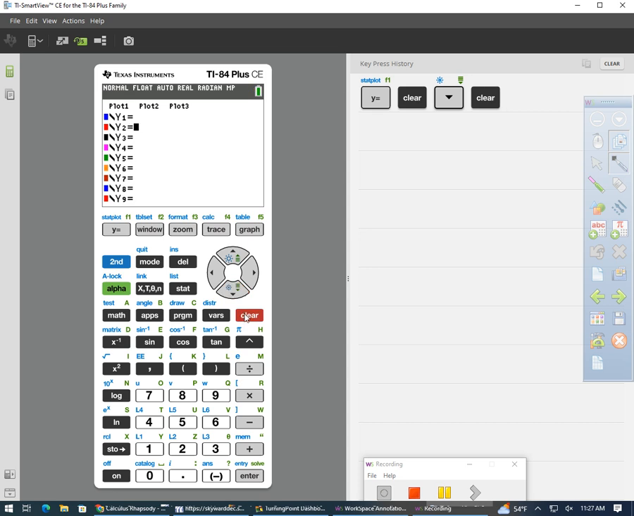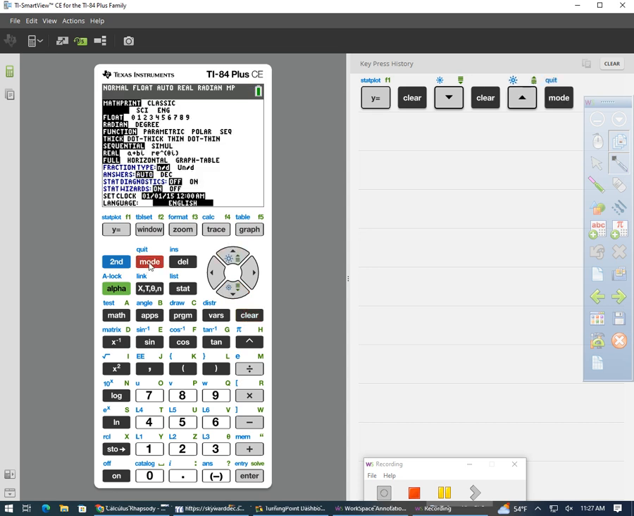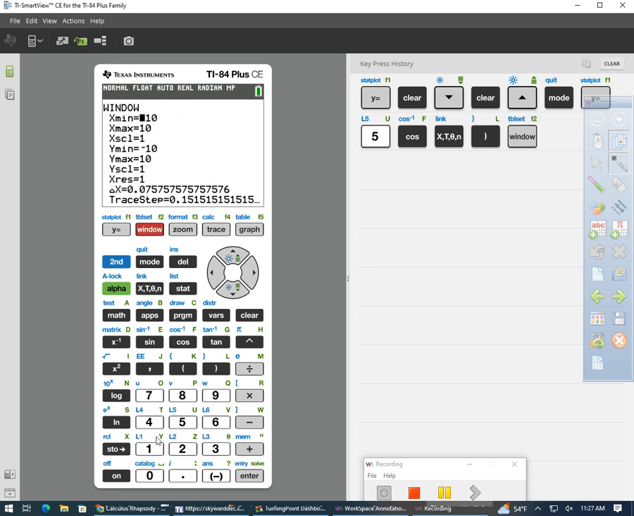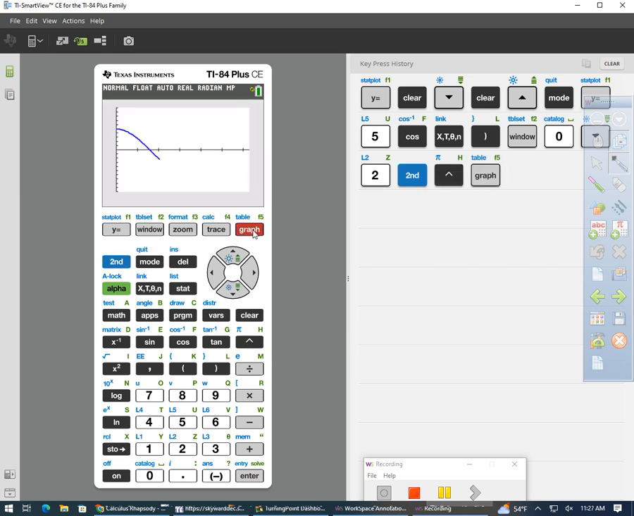Better check my mode, make sure I'm in radians, which I am. All right, so that was 5 cosine of x. And let's change the window. So we're going from 0 to 2 pi. All right, graph.